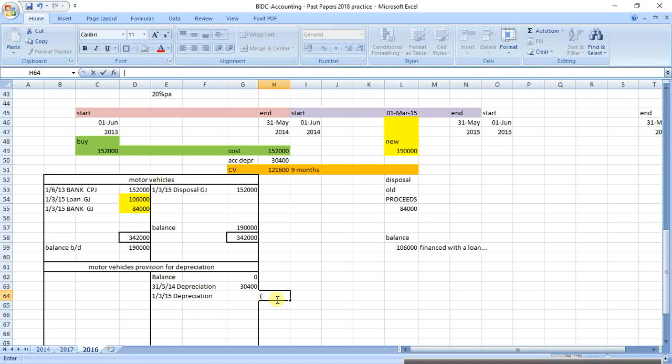The carrying value, which I can show, 152,000 minus 304,000 close brackets times 20% times 9/12. Okay, so equals this times 0.2 times 9/12 gives me that. Okay, so now I know that's the depreciation. Let's highlight these things. There's the depreciation for that. There's the depreciation for that.